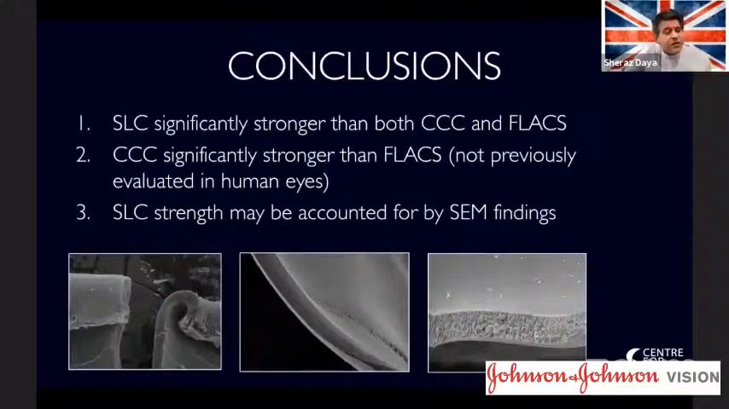So why is SLC stronger than CCC and flax? If you take a look at the SEMs here, you'll see that this is probably the reason why. With the capsule laser, the capsule falls over on itself and it becomes like a double capsule. There's also some amorphous change in the collagen, which makes it a bit stronger. This is a manual capsulorhexis, which I'm sure you've seen. But this is a decent SEM of a femtosecond laser capsulotomy. We published this not so long ago in terms of comparison.